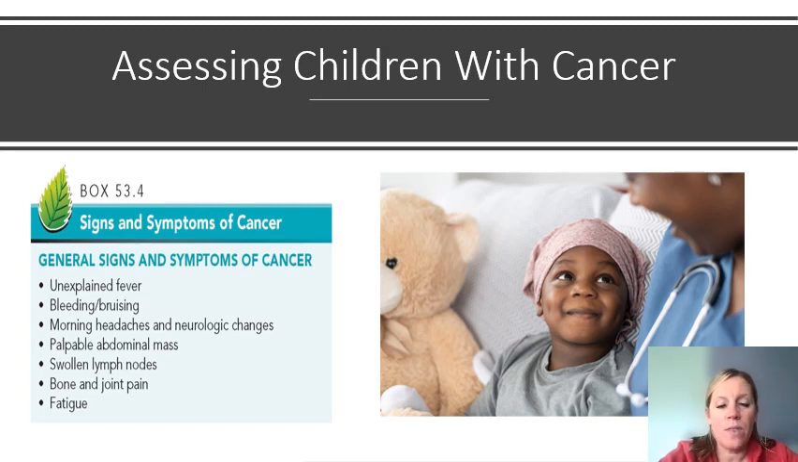So remember, with the bleeding and the bruising, we want to look for any kind of bleeding out, including in the urine, so the hematuria. But also the general signs and symptoms are unexplained fever, bleeding, bruising, morning headaches, and certain neurological changes, especially with the retinoblastoma and the neuroblastomas, the palpable abdominal mass, like we said, seen with the Wilms tumor, swollen lymph nodes seen with non-Hodgkin's or Hodgkin's, the bone and joint pain, especially with the osteosarcomas or if it's metastasized, as well as that general overall fatigue.